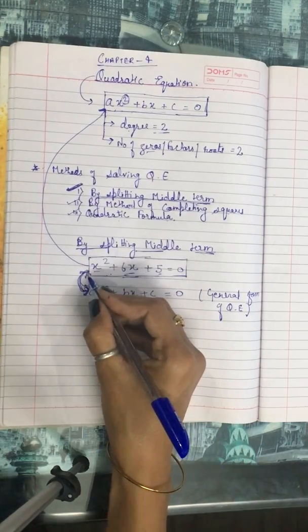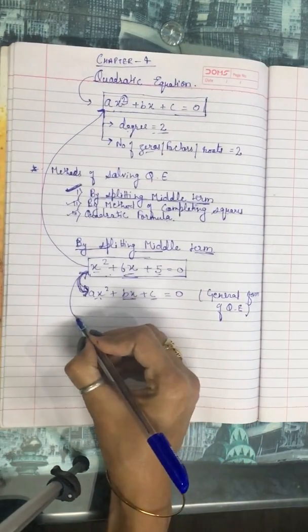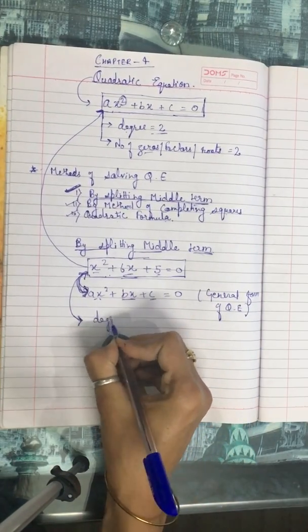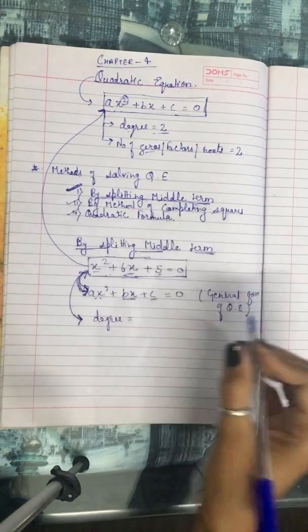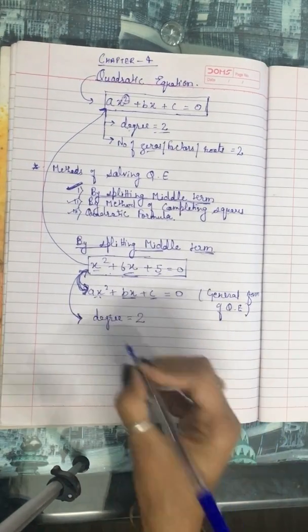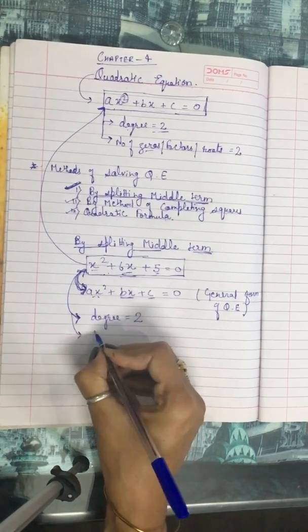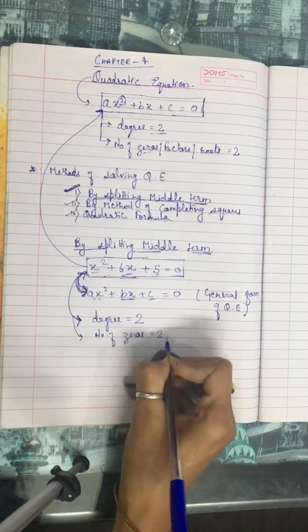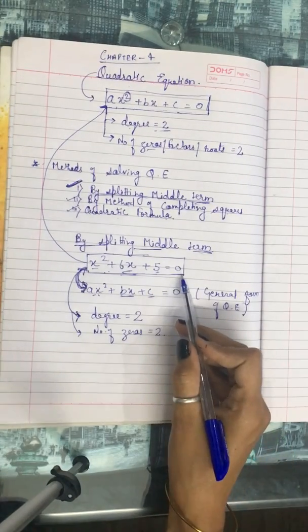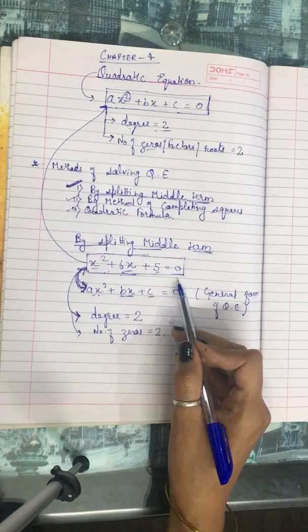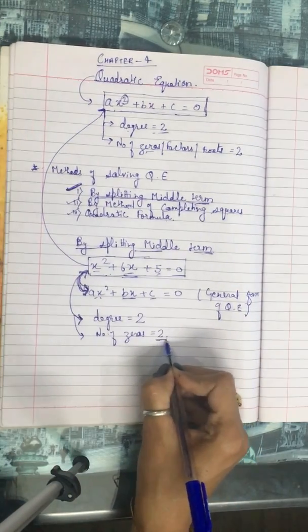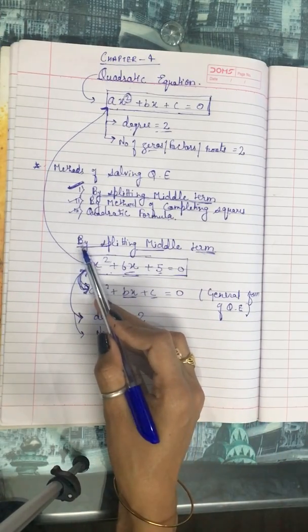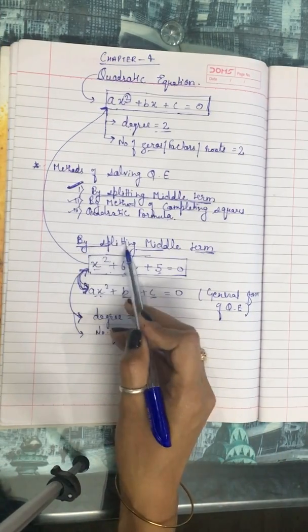From this given quadratic equation, what two pieces of information do we extract? First is the degree. What is the highest power of the variable? That is 2. The degree is 2. Second, the number of zeros is also 2. So we have to solve this quadratic equation and find these two zeros. How? We will calculate them by splitting the middle term.